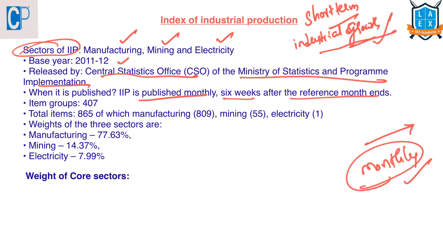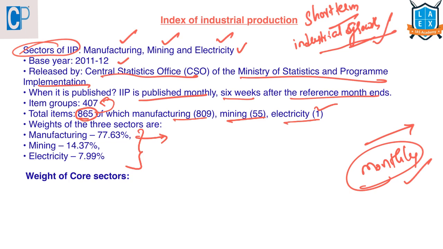So, to calculate this index, under these sectors, there will be many items. It considers 865 items, and they were grouped into 407 item groups. Out of this 865, manufacturing has 809, mining has 55, and electricity has only one item. This is the weightage of these three sectors, of which manufacturing has the highest weightage.